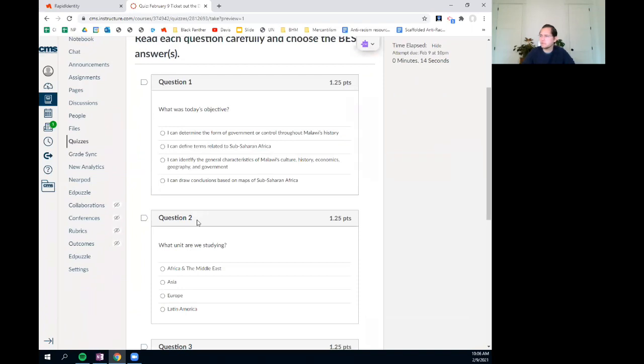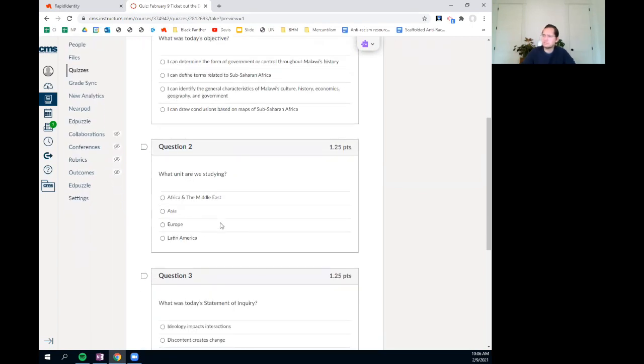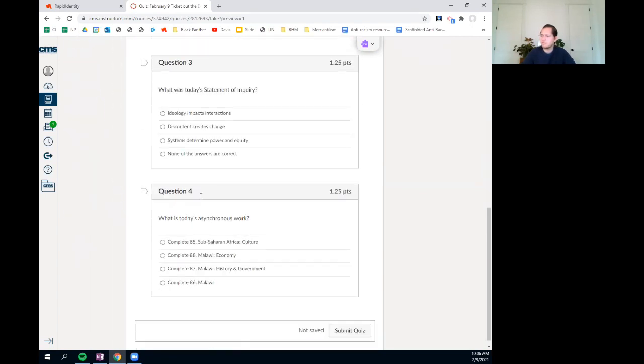Objective. I believe it's accurate. Units. Statement of inquiry. And asynchronous work.